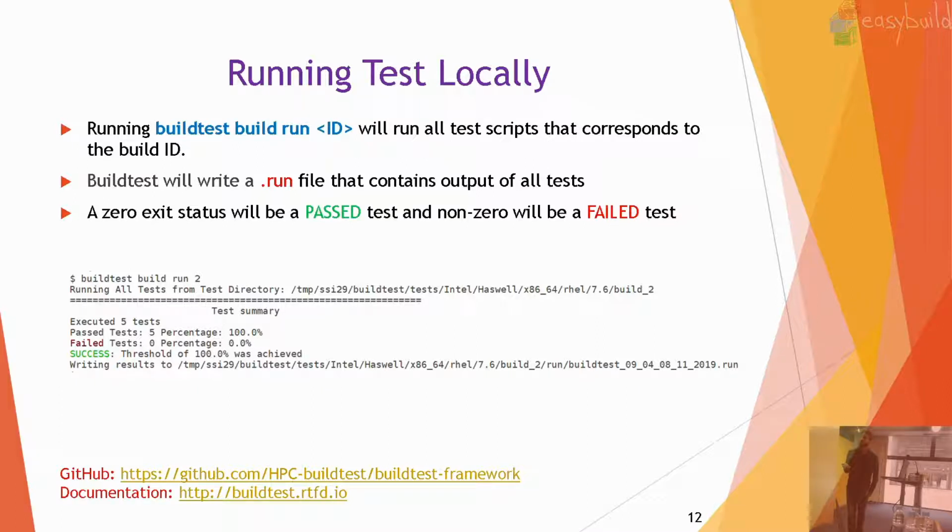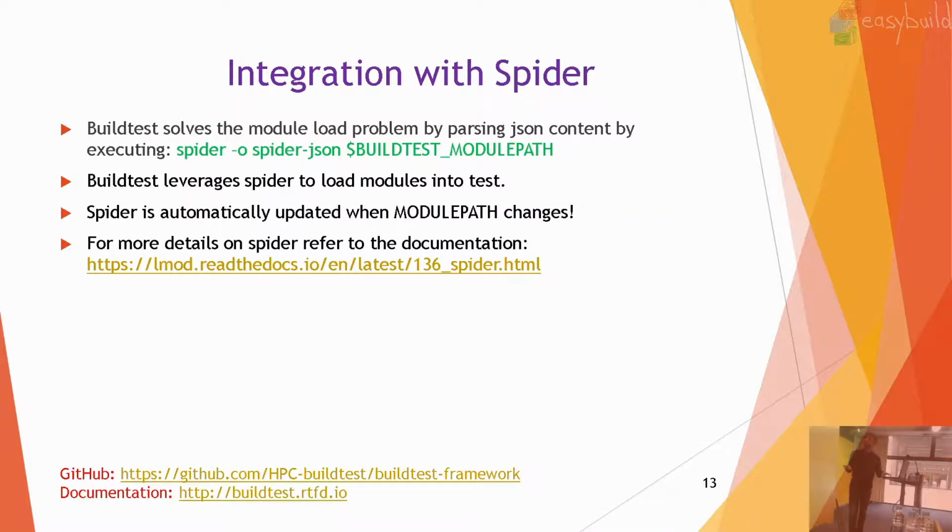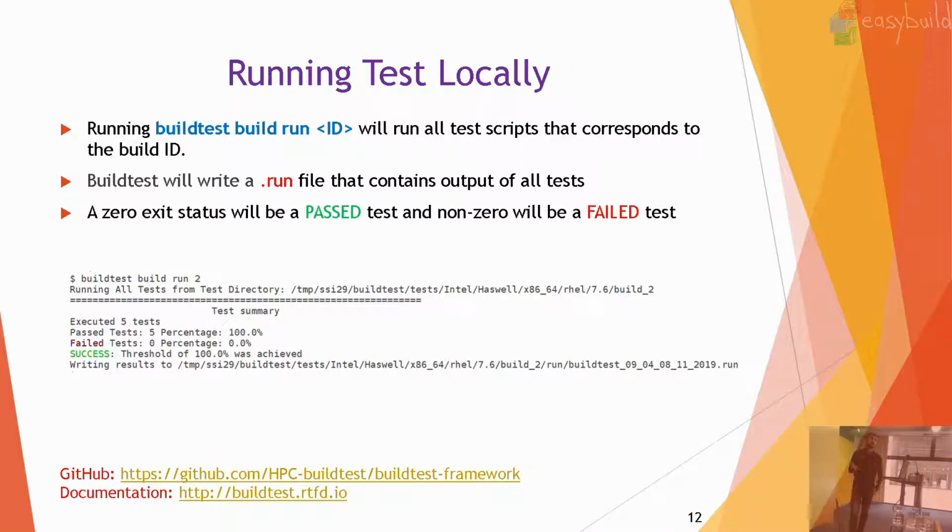In this case, we could do buildtest build run and then the ID number, and it will run all the tests within that suite. Every build will have a .run file which contains the output of all the tests. A 0 exit status will be passed and non-zero is failed. You will see the number of tests that were passed and failed in the output, and then you'll have this long line here, which is the run file, which you can view for the output of the test.